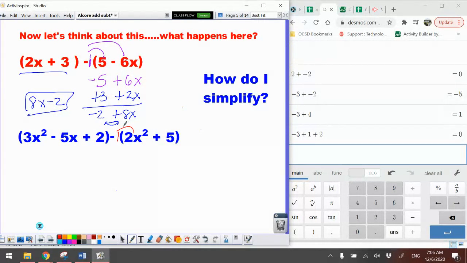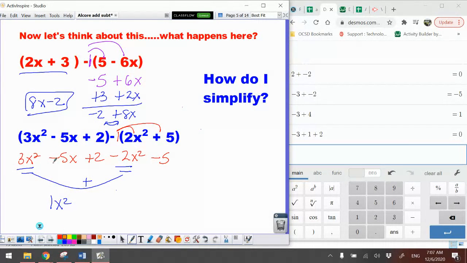All right, let's try this one. There's a negative 1. Distribute, distribute. Negative 2x squared, negative 5. I'm going to go ahead and drop these down. And then I'm going to look for my like terms. So I have a 3x squared and a negative 2x squared. That would give me a 1x squared. Negative 5x, I don't see anybody down there that's the same. So I'm going to drop it. And last but not least, the positive 2, the negative 5, I'm adding. That's a negative 3.